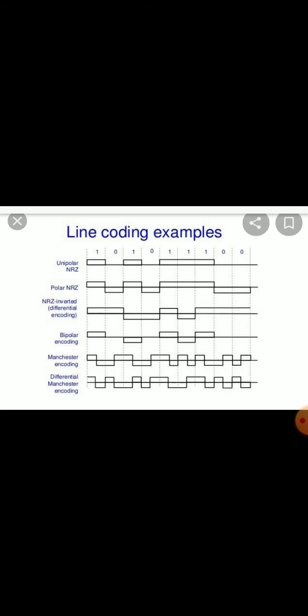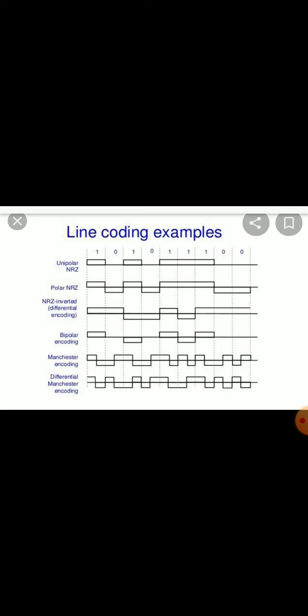So what are the properties of line coding? When coding is done, we can transmit more bits on a single signal, so the bandwidth used is reduced. For a given bandwidth, the power is efficiently used. Next property, the probability of error is reduced. There is error detection, and bipolar has a correction capability.